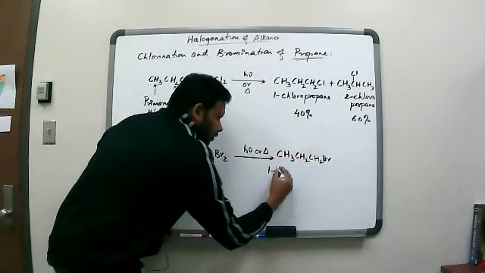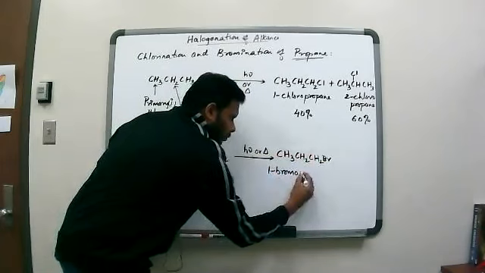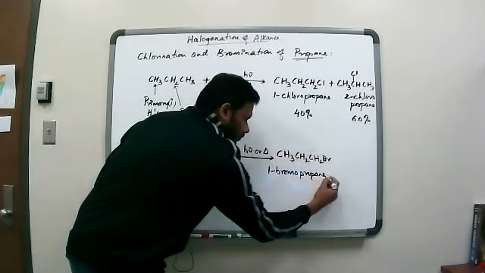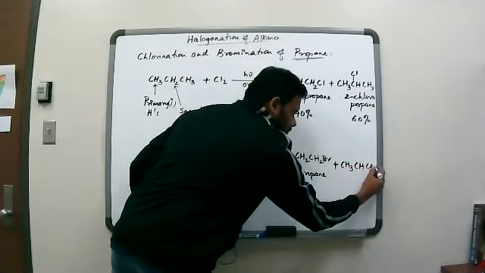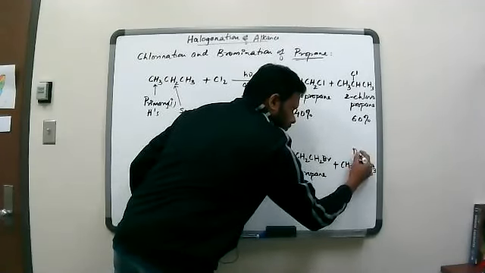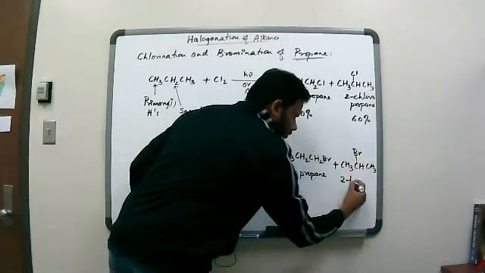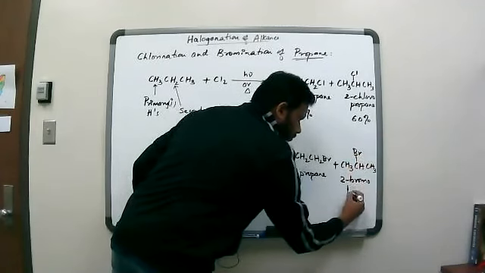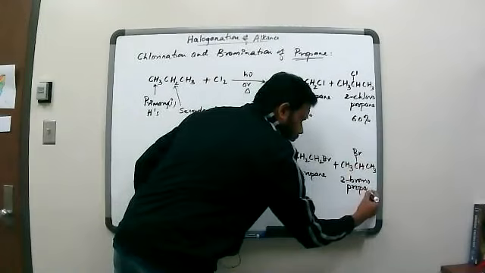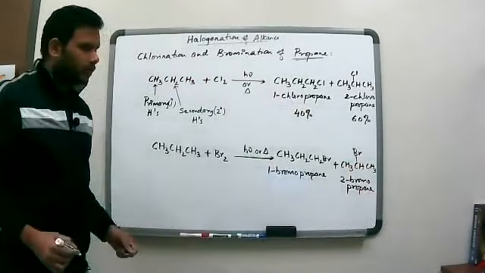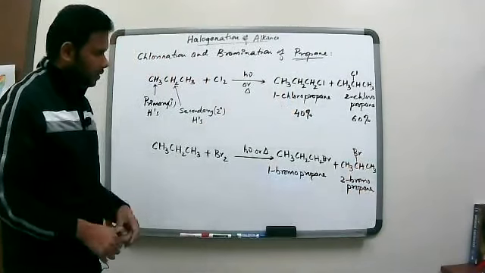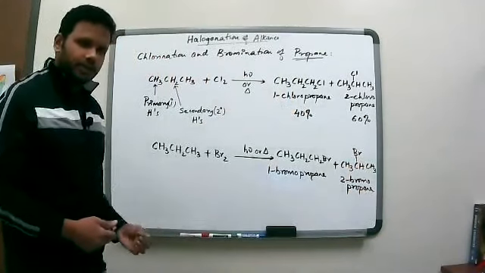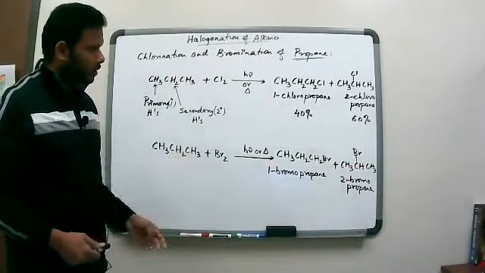1-bromopropane plus 2-bromopropane. Those are the 2 products we expect. Now again, the question is, what would be the ratio here? We get the 2 products.